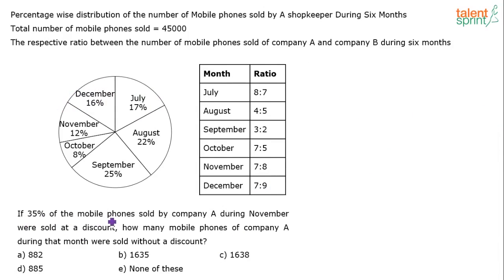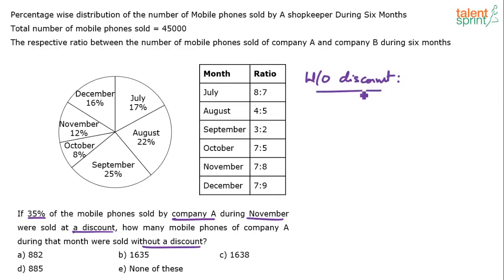If 35% of the mobile phones sold by company A during November were sold at a discount, how many mobile phones of company A during that month were sold without a discount? Now this again is interesting. He says 35% of the mobile phones sold by company A during November were sold at a discount. How many were sold without a discount?